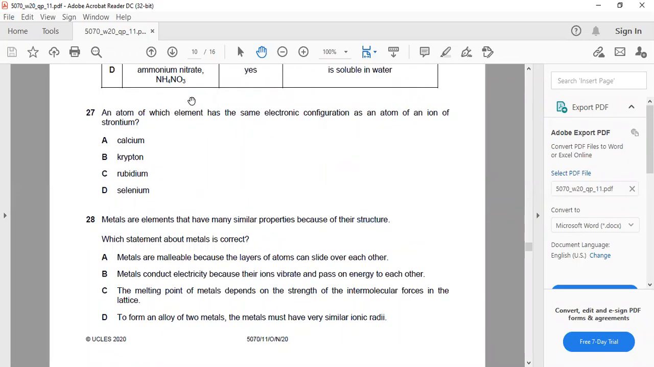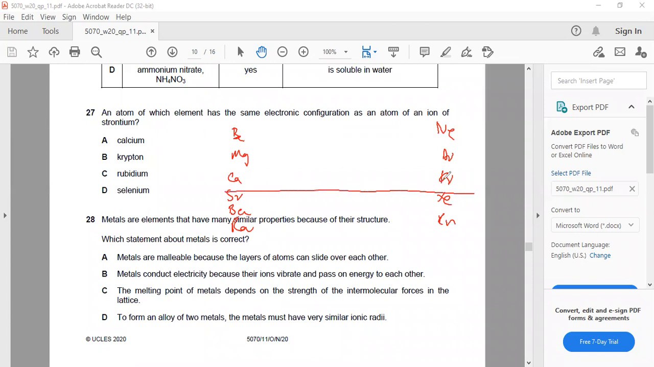Same for question number 27. You need the periodic table. Beryllium, magnesium, calcium, strontium, barium, radium. And here you have helium, neon, argon, krypton, xenon, radon. This is krypton. This is group 18, group 0, and this is group 2.